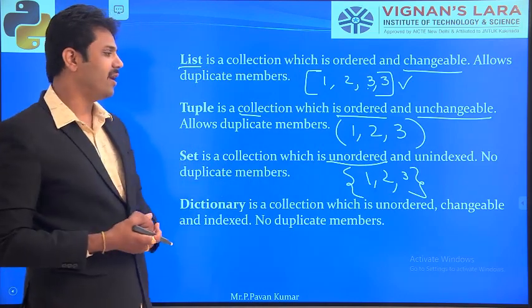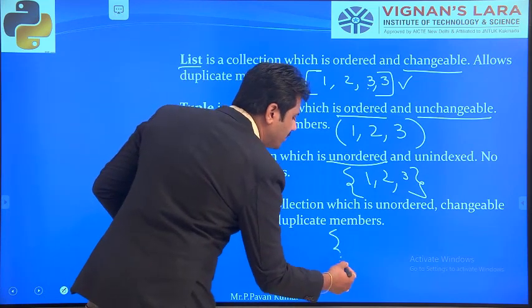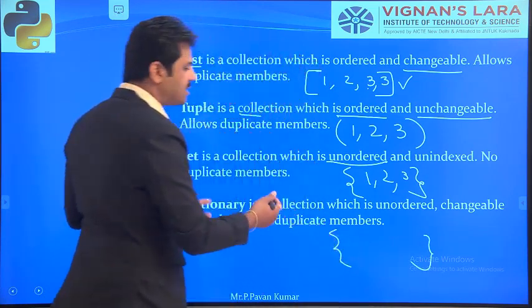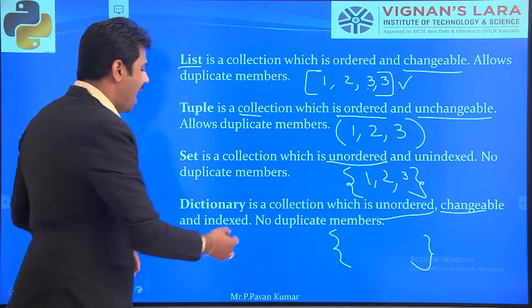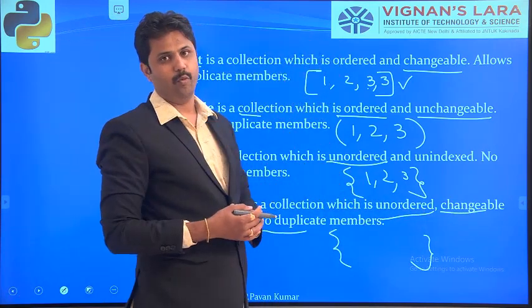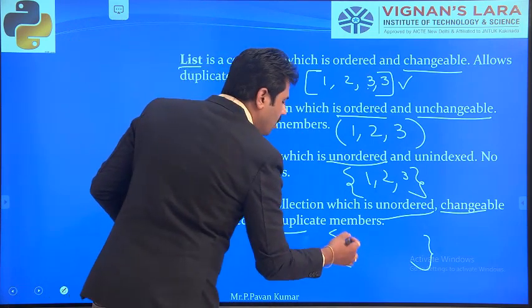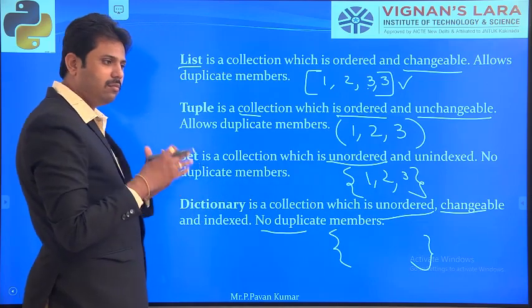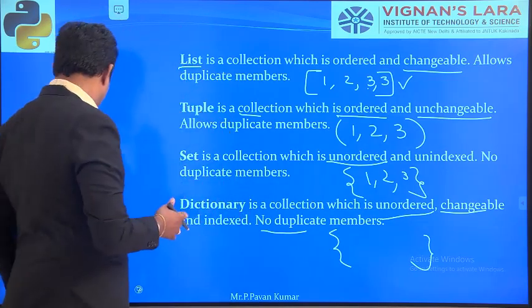Next, dictionary. Dictionary is a different one which contains two things, and it is unordered data. You can change the dictionary and no duplicate members are allowed. Here dictionary contains two members. We will see the dictionary deeply in the upcoming classes. Let us see the next one.